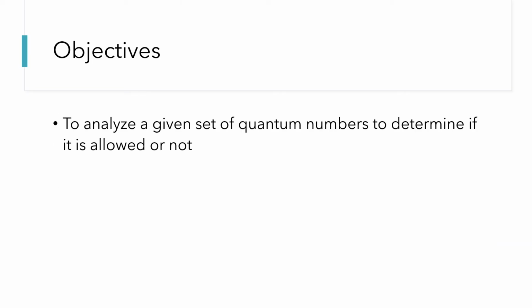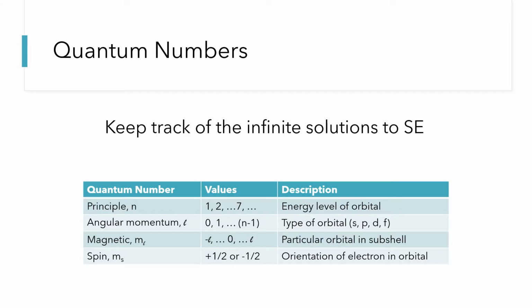Our objective is to be able to analyze a given set of quantum numbers to determine if that particular set of quantum numbers is allowed or not. Quantum numbers are a bookkeeping device that we use to keep track of the infinite number of solutions that exist to the Schrödinger equation. It's just a way of bookkeeping.